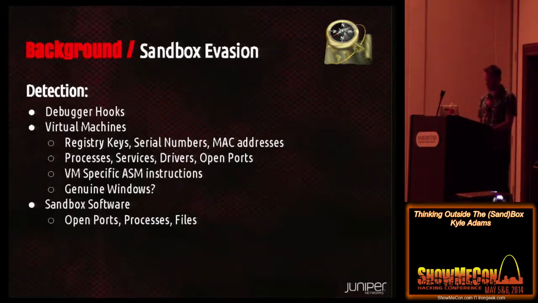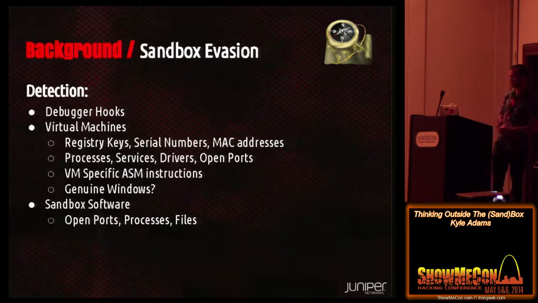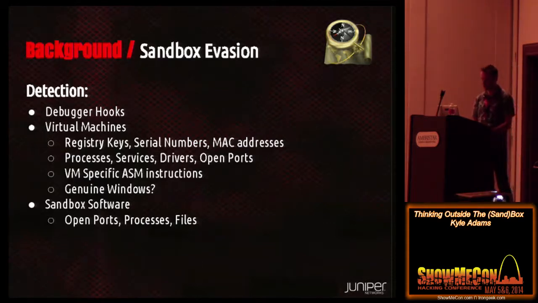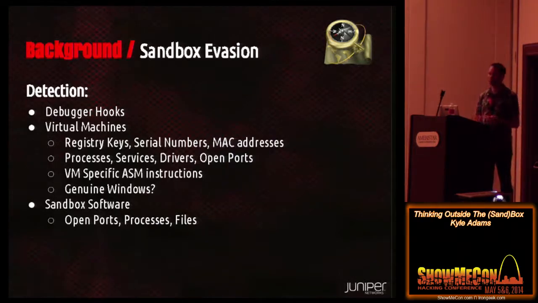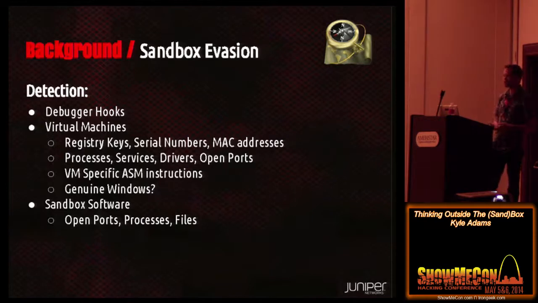And so we've also seen, again, processes, services, drivers, open ports. So for example, Cuckoo has to open a port to receive samples from an outside controller. It also has to run a MongoDB instance on the operating system. So both of those create evidence on the machine based on the open ports, what's running. And then you'd have VM-specific assembly instructions that you could check for. So you just run that assembly instruction and see if things blow up or if they actually work.